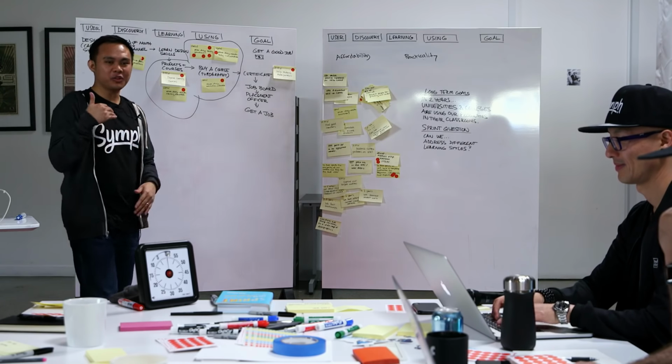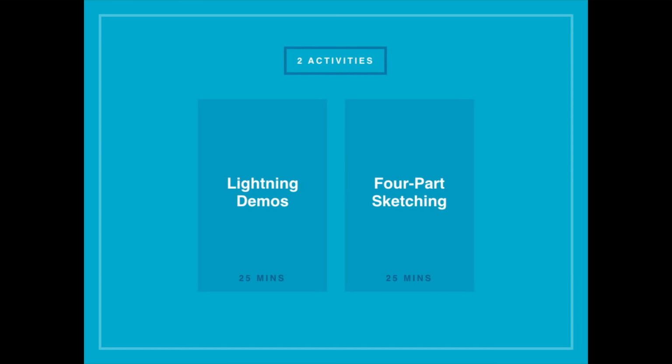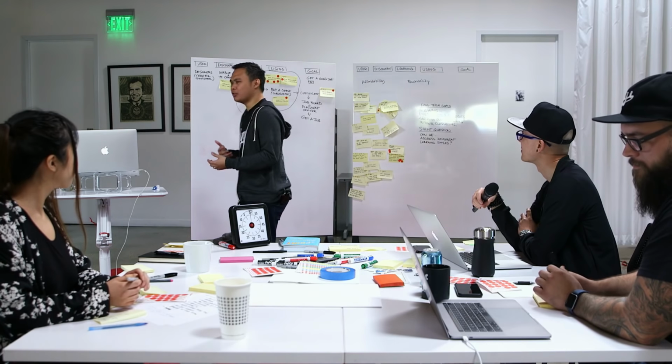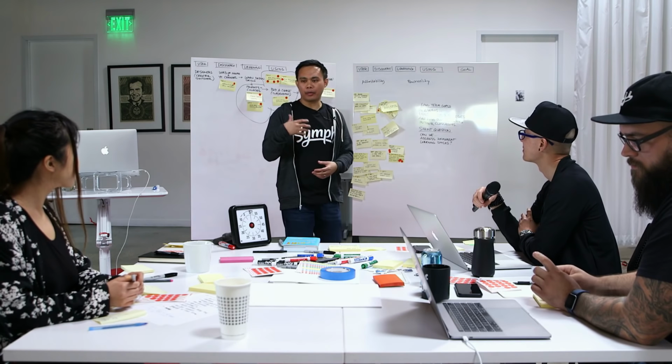Okay. So in producing solutions, we have 2 parts, right? First, we have the lightning demos, and then we move to the 4-part sketching. So in the lightning demos, we ask each one over here to go spend 30 minutes and research on their own. Browse the internet for inspiration. It could be anything, right? About a product. It doesn't even have to be in the same industry. It doesn't even have to be the same type. And just bring inspiration, like what you like about this product.